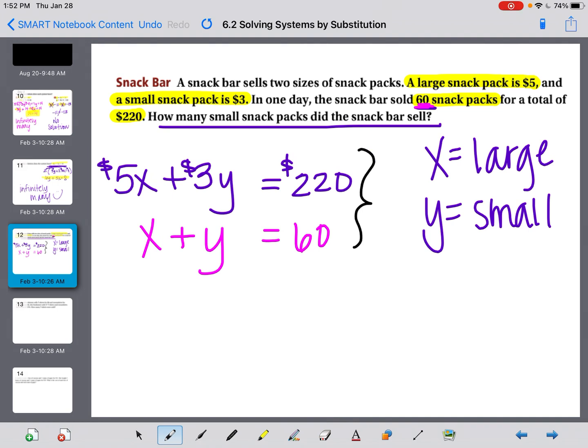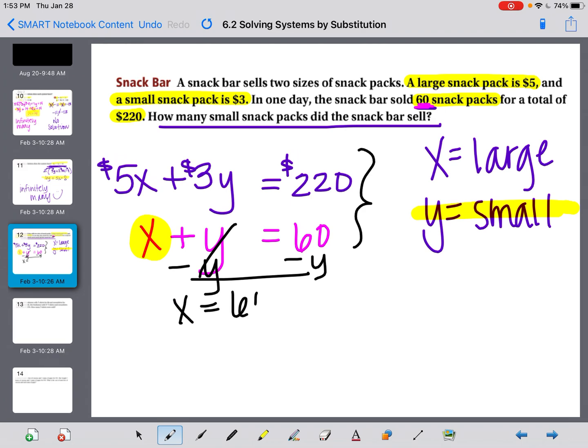Okay, now we have to use that system to figure out how many smalls they sold. So we're looking for just smalls. All right, so we are going to try to get one variable by itself since we don't have that yet. We're trying to figure out how many smalls. So I'm gonna maybe try to get this y by itself, meaning I want to be able to plug something in for x.